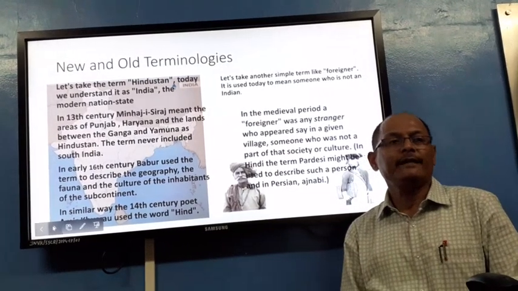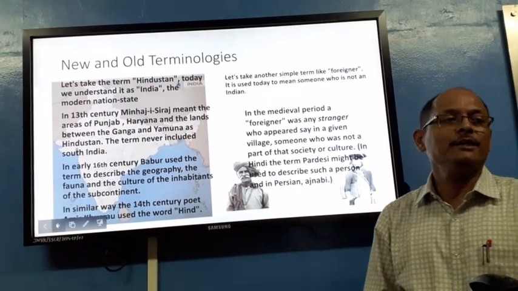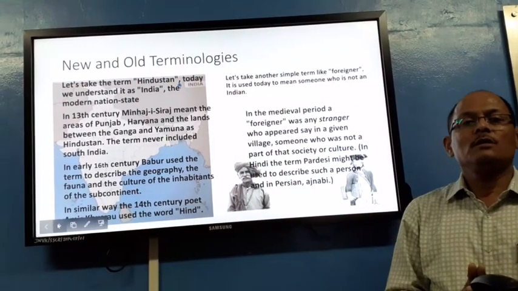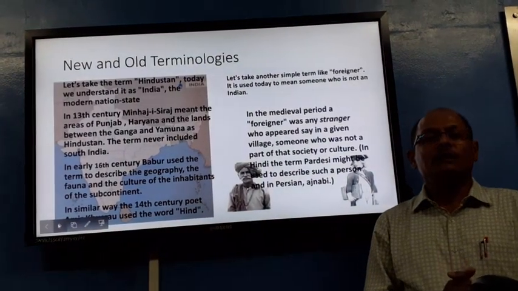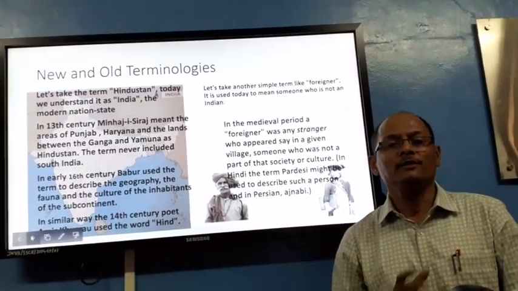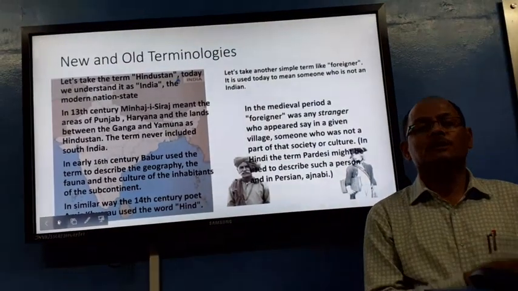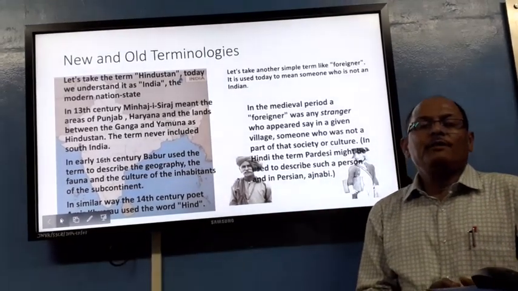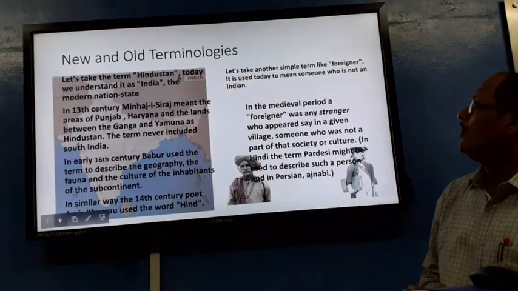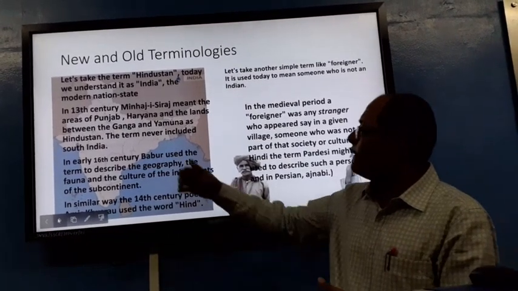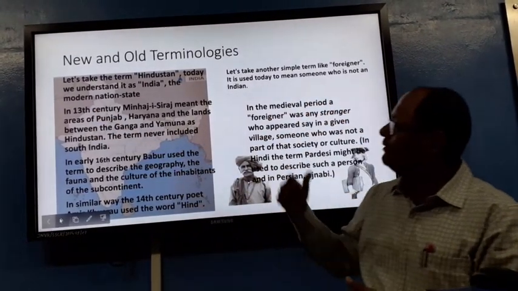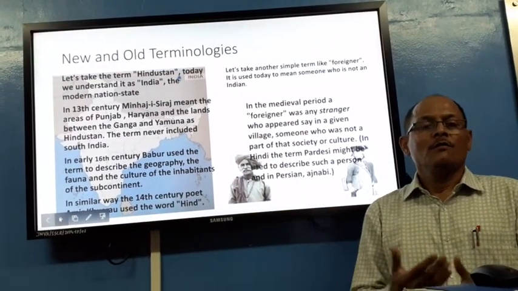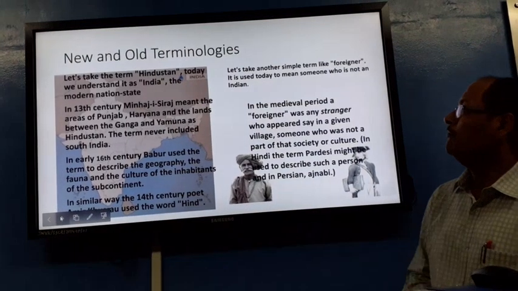We will move to the second theme, that is new and old terminology. As we saw the map of the Indian subcontinent, here also we are going to take the word Hindustan. As we all know, the Turkish and the Iranians around 2500 years ago called the eastern part of the Indus River Hindos or Indus. From that we derived our name.